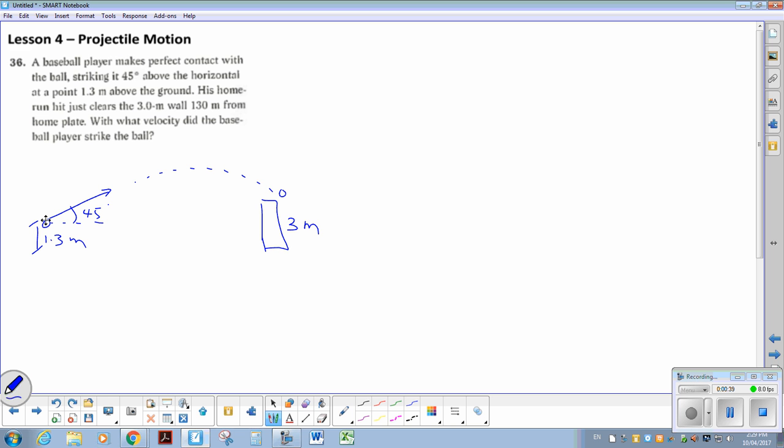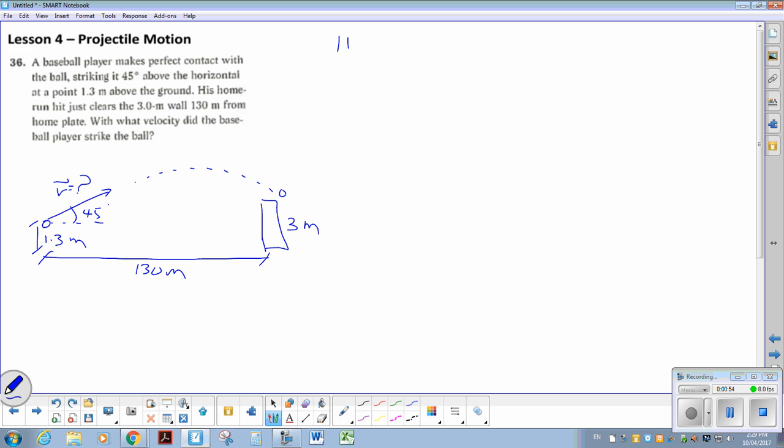So there we go. And it was 130 meters away. With what velocity? So we're looking for an initial velocity. How hard did it have to be struck, or how fast did it have to leave the bat?